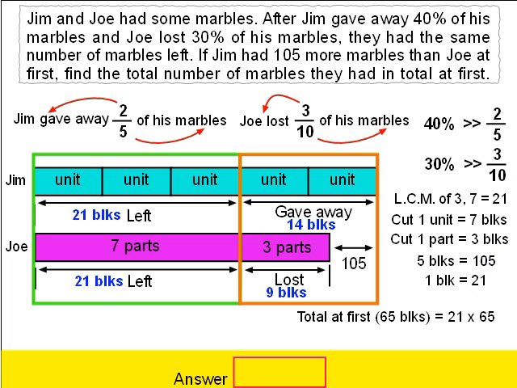Alright, work that out and you will get the figure of 1365, which means that both of them had 1365 marbles at first.